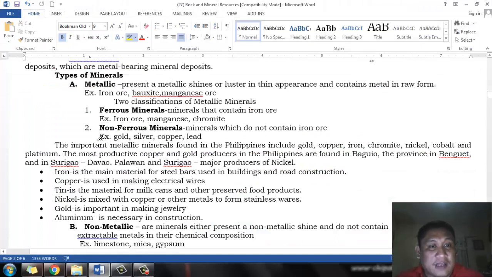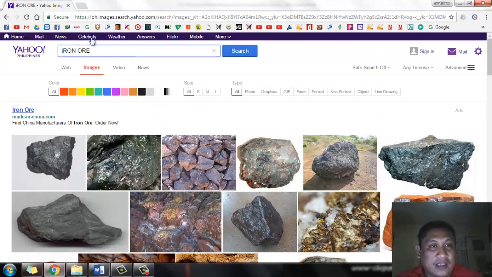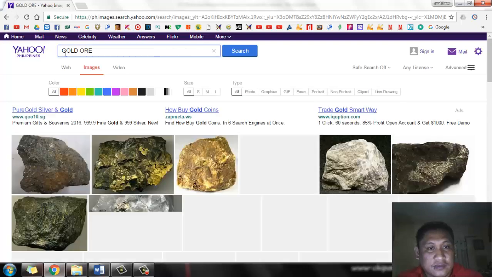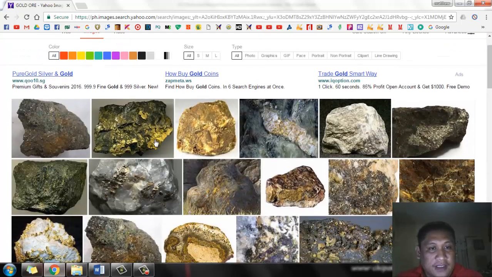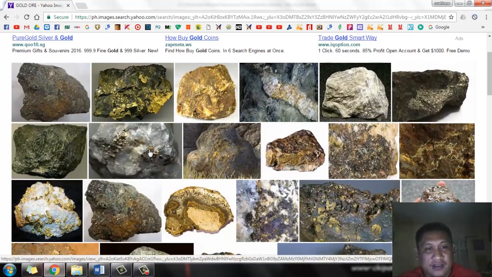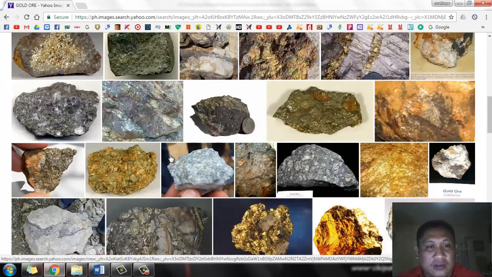And there are also some particular non-ferrous mineral, meaning it do not contain iron. So, for example, gold ore, silver ore, copper ore, and lead. So, I will again show you, for example, gold ore. See, these are gold ore. You can find the gold embedded or actually deposited on this particular ore. These are rock particular formations, pieces of rocks underground. So, these are gold ore.